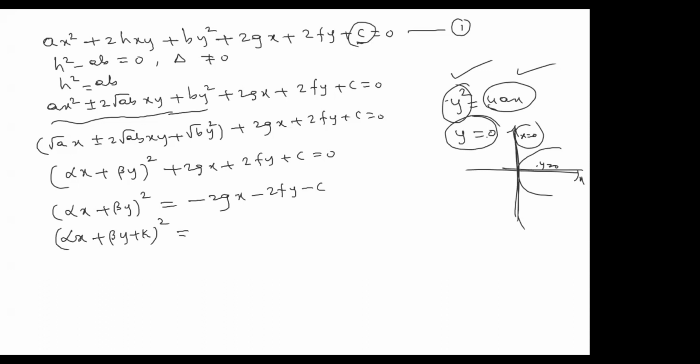Both sides. That is what happened. You balance it here. It becomes what? That is x quotient is what? 2 alpha x. That is (2k alpha minus 2g) into x plus (2k beta minus 2f) into y plus k square minus c.